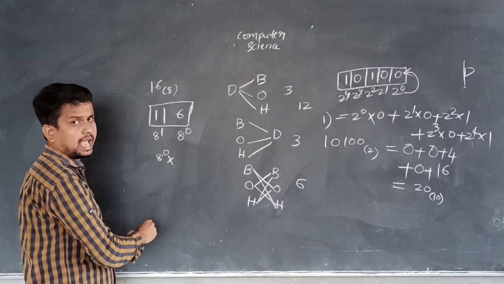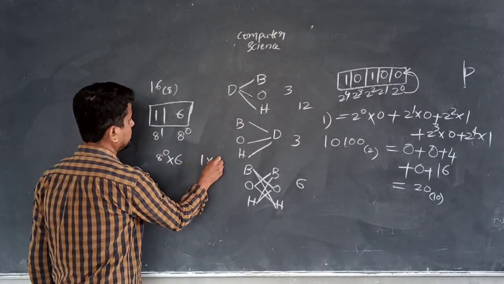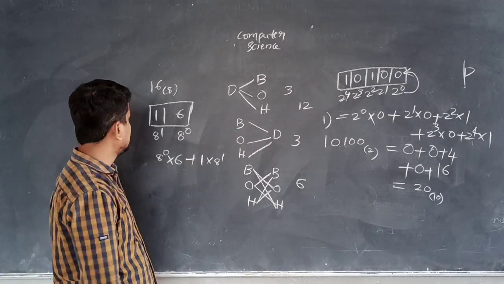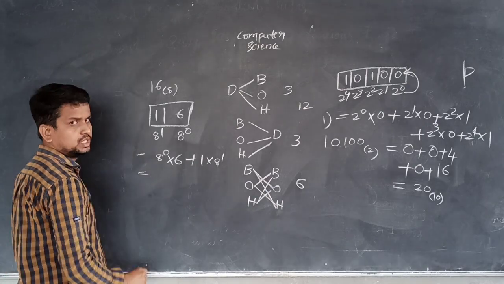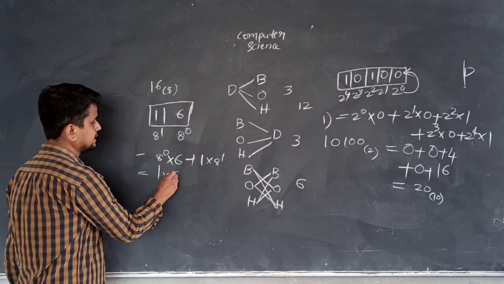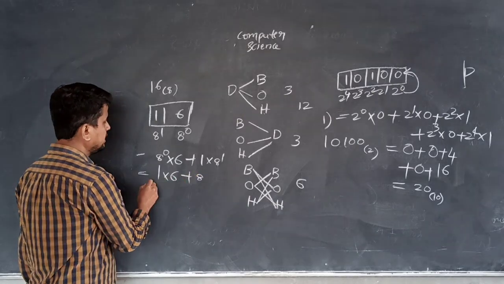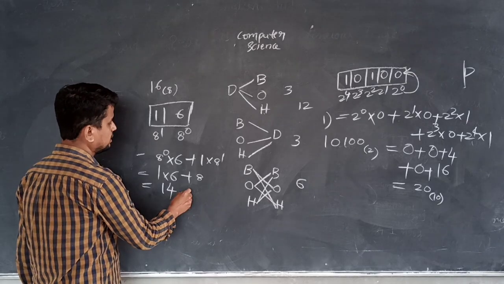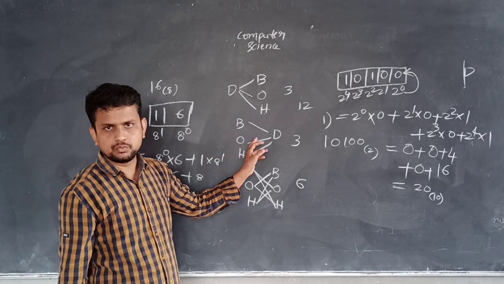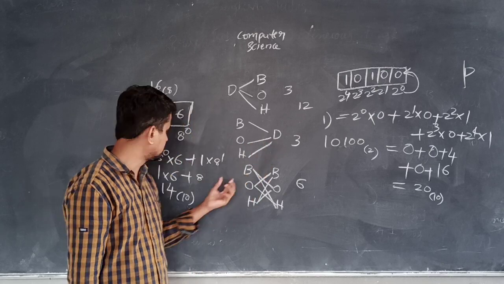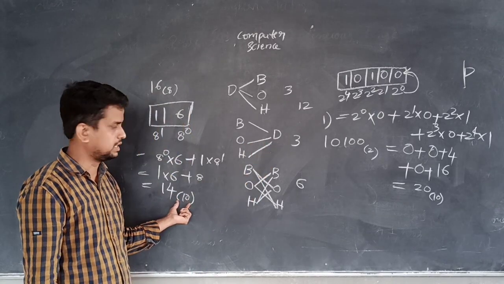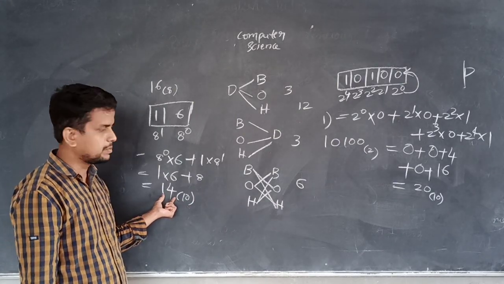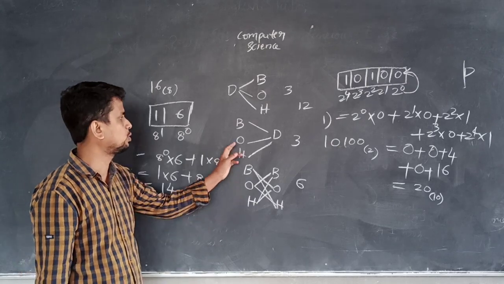The second step is add all products. Add all products: 1 into 8 power 1. So add all products means this is a product, this is a product. We are adding these two products. Now 8 power 0 is 1. 1 into 6 plus 1 into 8. 6 plus 8, how much? 14. 14 base what? 10. Why 10? We are converting from octal number system to decimal number system. That's why 10. The base of the decimal number system is 10. So 14 base 10. Which number is it? Decimal number system. The second approach also we finished.